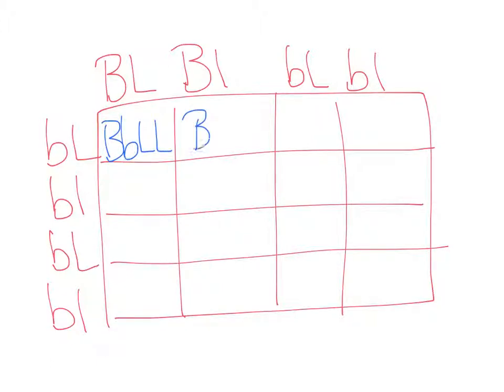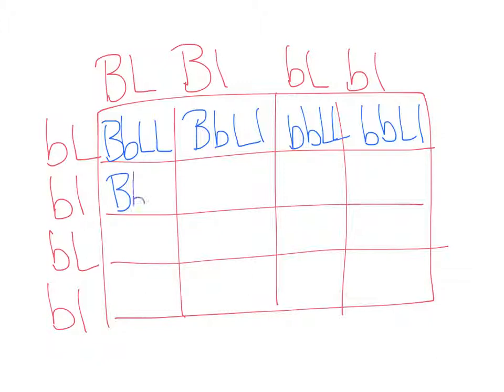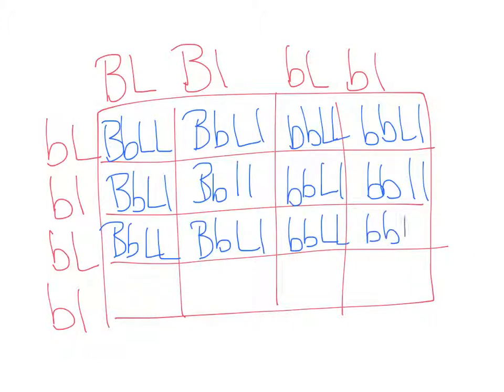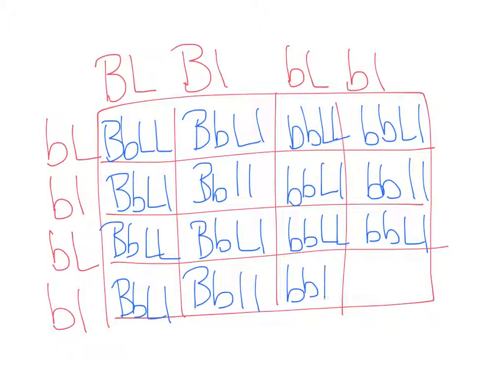So check your answers. Big B, little b, big L, big L. Big B, little b, big L, little l. Little b, big L, big L. Little b, big L, little l. Big B, little b, big L, little l. Big B, little l, little l. Little b, big L, little l. Little b, little l, little l. Big B, little b, big L, big L. Big B, little b, big L, little l. Little b, big L, big L. Little b, big L, little l. Big B, little b, big L, little l. Big B, little l, little l. Little b, big L, little l. Little b, little l, little l.